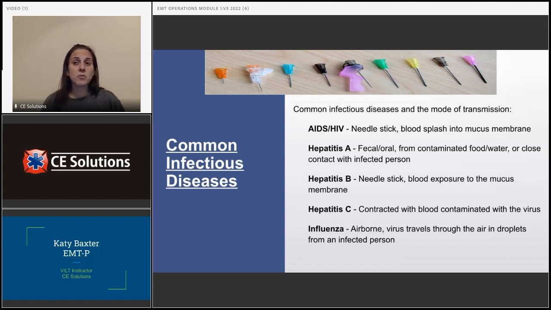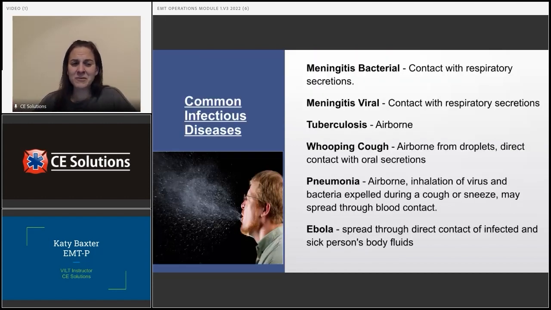Influenza is airborne. It's a virus that travels through the air in droplets from an infected person. And a lot of times that person doesn't have signs or symptoms yet, and they're viral shedding and you're just with them and you get it that way. Now they have symptoms and you're like, uh-oh, right? My kid, we just recently went through what I think was the flu. I know it wasn't COVID.